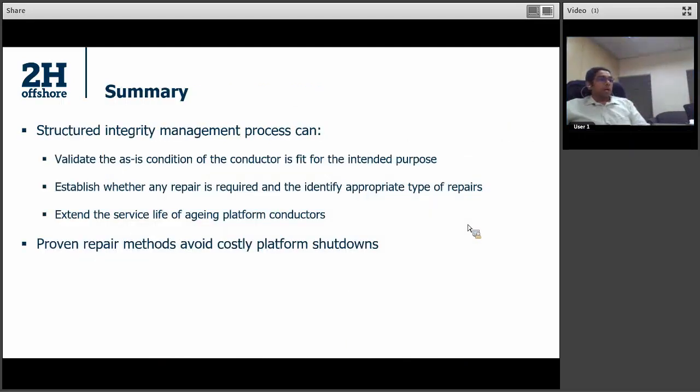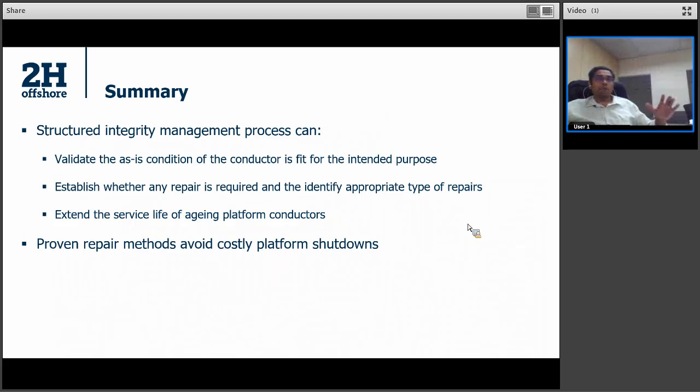So with this, I now come to the conclusion that we presented a structured integrity management process on some of these aging platform conductors. So that we are able to first establish the as-is condition model, evaluate based on the actual inspection and all the data gathered, and evaluate whether that particular conductor system is really fit for purpose or not. If it is not, whether a conductor repair system, if deployed, will provide sufficient integrity in order to continue the operations further. And in cases where conductor repair systems are not required, we can deploy certain regular inspection and monitoring mechanisms and prevent further corrosion.